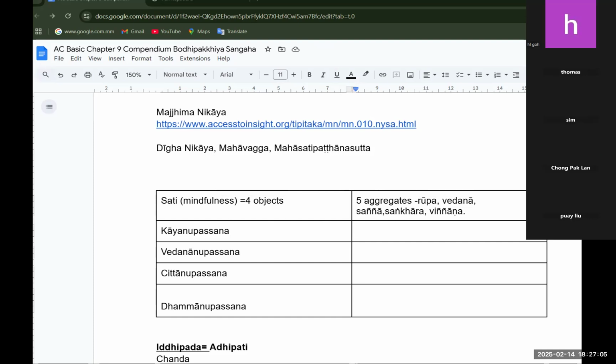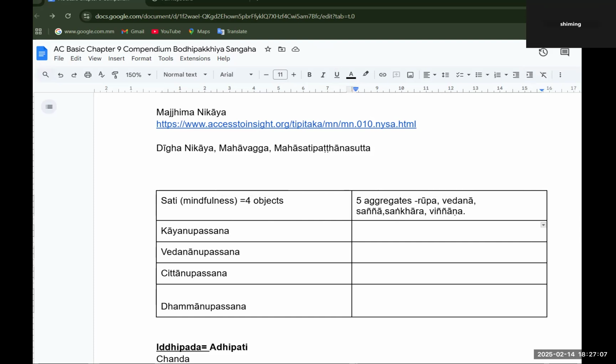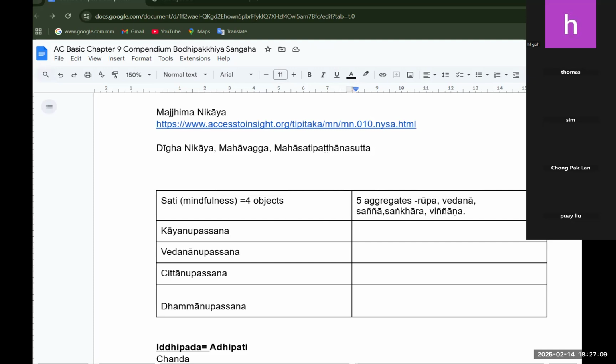Sorry, what is the question? Which one is on kaya? Rupa. Yeah, okay, rupa, right? Rupa means the body, the physical body. Okay, how about Hueliu, for vedananupassana? Which aggregate will be contemplated?